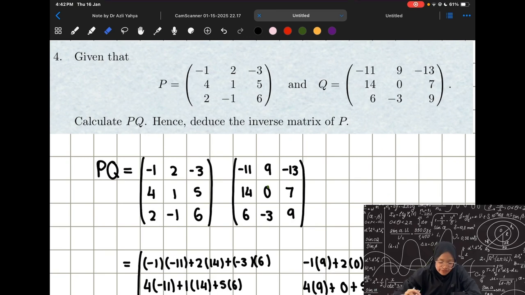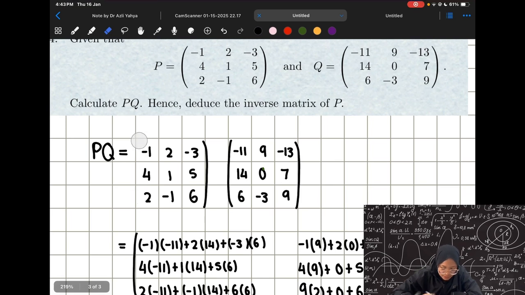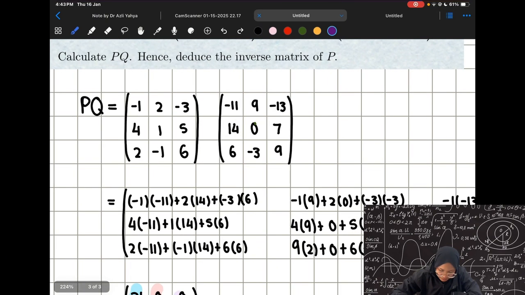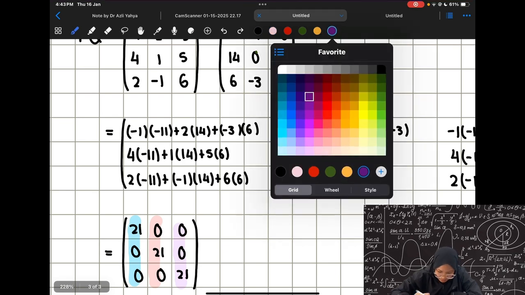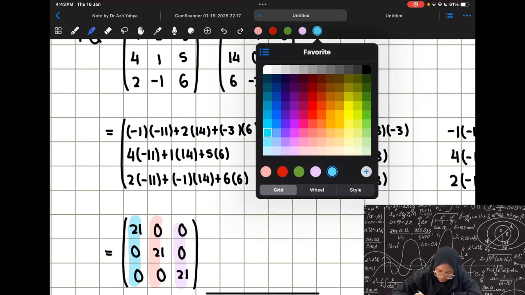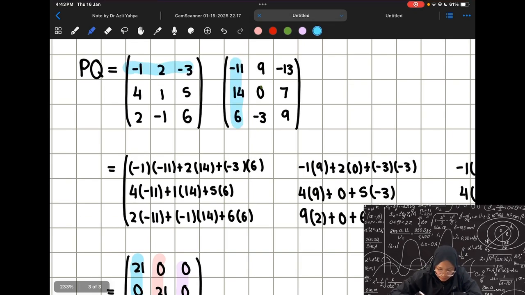Okay, next I will continue with these questions. So given that P equals to this and Q equals to this, calculate PQ, hence deduce the inverse matrix of P. So the first step is we will multiply the P and Q. Okay, the step of multiply is to get the first row. We will multiply the first row with the first column. Next, second row with the first column, and continue with third row with the first column.